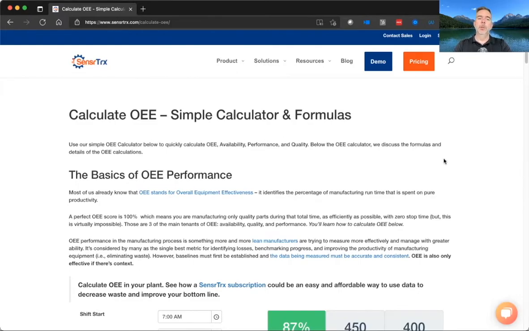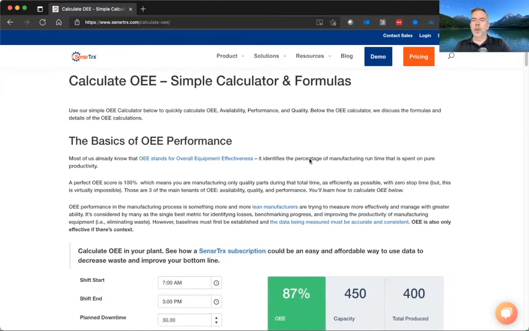So I thought I would use our OEE calculator on our website. It is free. You can get to it from the Google machine. Just type in OEE calculator, or the Bing machine or Wikipedia or all kinds of places, because it's a pretty good calculator and it's free. Did I mention it's free?